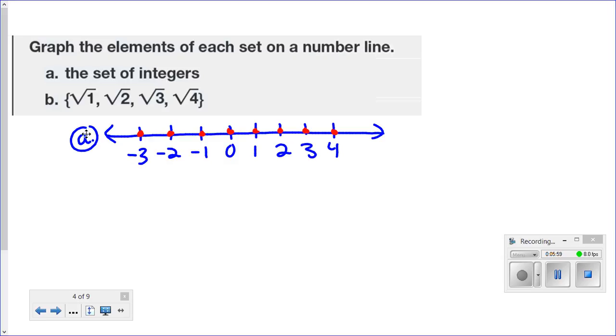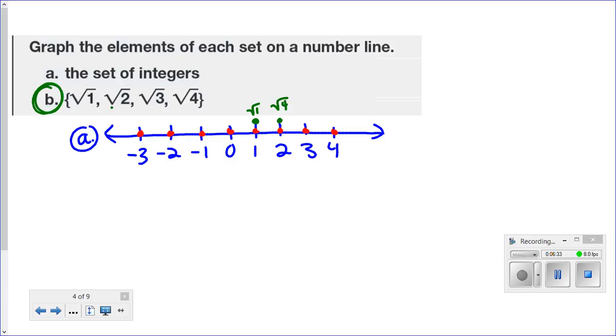I'm just going to use the same graph and change colors. So for B, I'm going to use green on the same number line. They want the square root of 1. So the square root of 1 is equal to 1, so we'll put that right there. I also know the square root of 4, which is not 4. The square root of 4 is 2. So I'm going to set my square root of 4 at 2, because they are exactly the same thing.